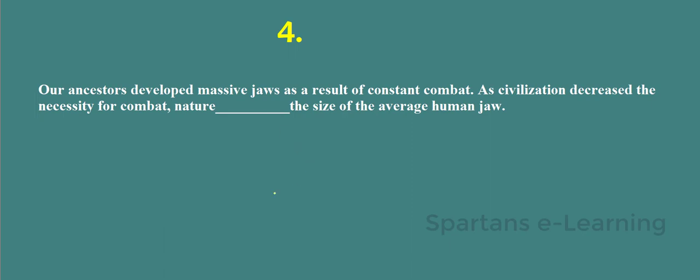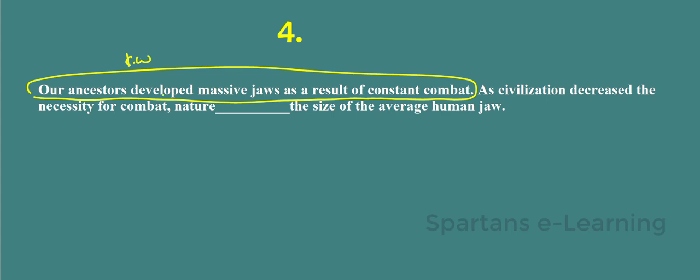Whenever you are good at punctuation, you will know where to pause, right? Now first of all, identify the keywords. Our ancestors developed massive jaws as a result of constant combat. This whole thing is a keyword, and it is an independent clause, because it has subject, verb, object, everything is covered. So the meaning of this keyword is, our ancestors had massive jaws. The reason being they were involved in constant combat, right? So as there is constant combat, there is a necessity for massive jaws.